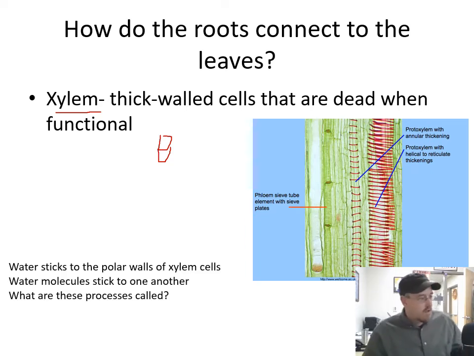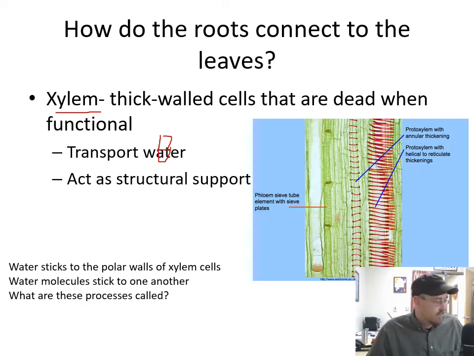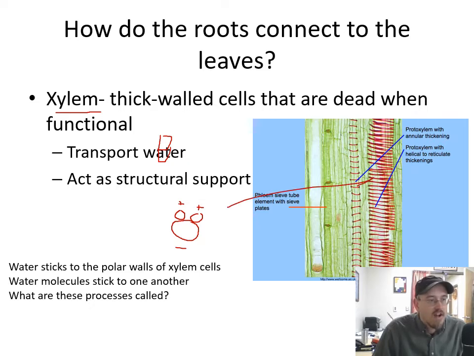Now, I want to point out that that xylem transports water, acts as structural support, and it does this because of the properties of water molecules, which I'm sure you remember from Bio 1. Water molecules have a partial positive charge on one end and a partial negative charge on the other side. This is hard, I'm drawing with a mouse right now. And that allows water to stick to itself and stick to the polar walls of xylem that we see there. That puts that plant under a lot of tension, by the way, all that water under tension in those tubes.